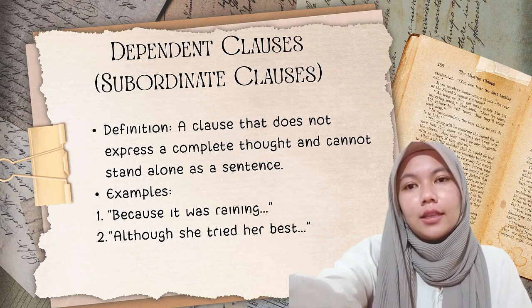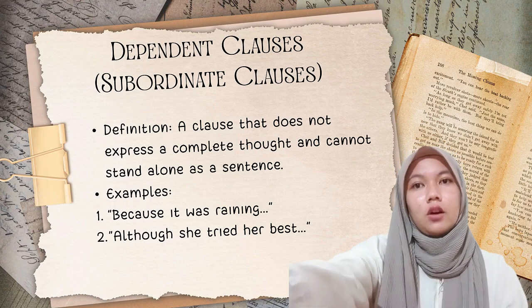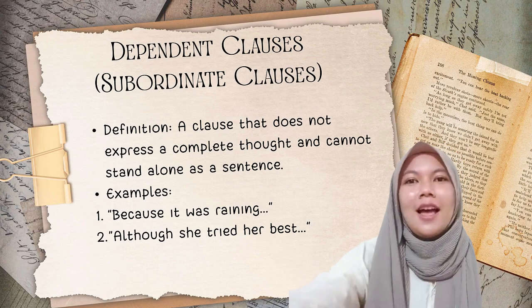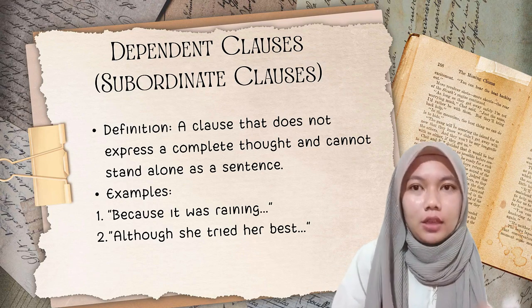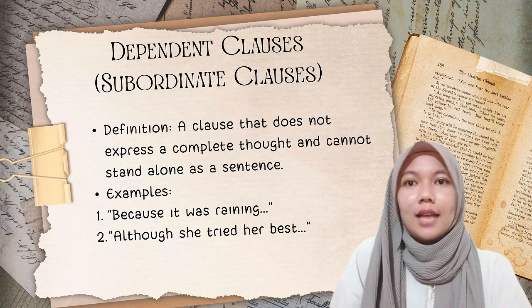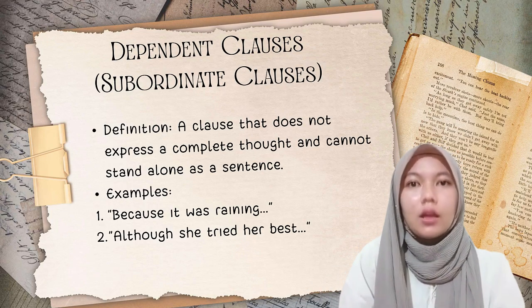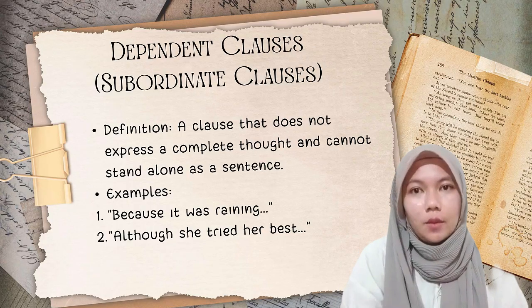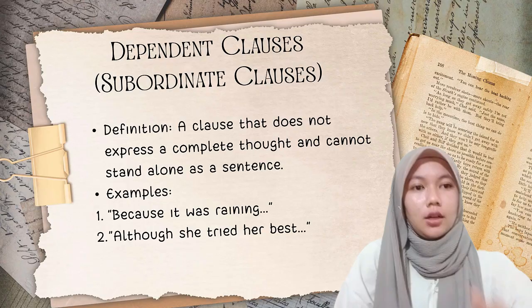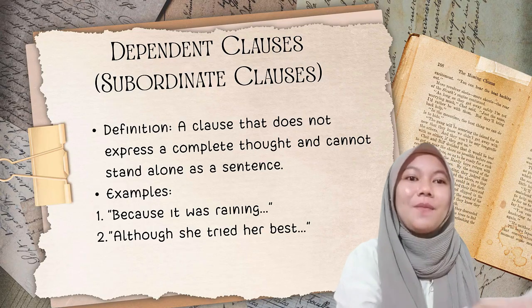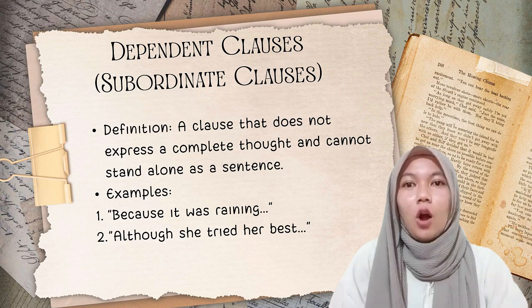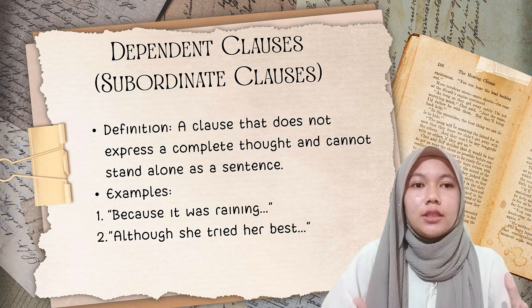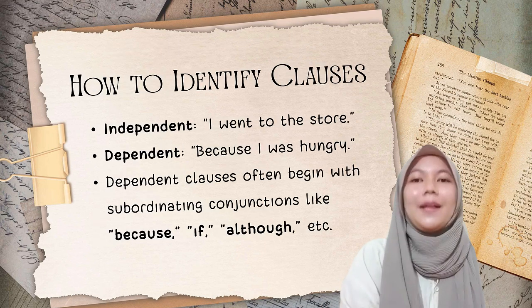And the next is dependent clauses, or subordinate clauses. A dependent clause is a clause that doesn't express a complete thought and cannot stand alone as a sentence. For example, because it was raining, blah blah blah. And although she tried her best, blah blah blah, like that.